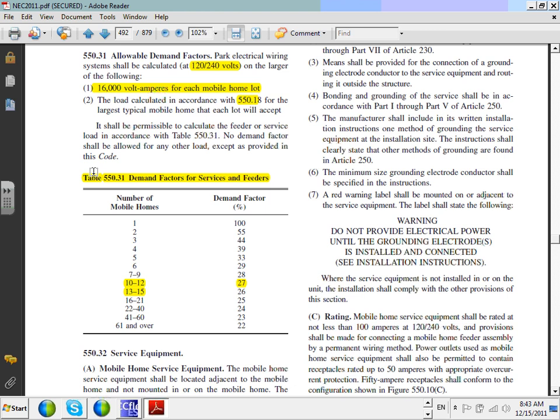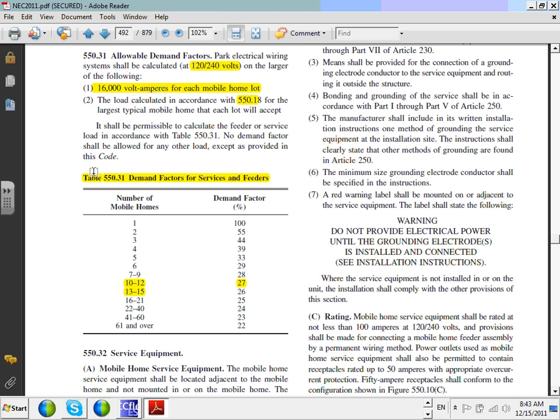Two calculations: you either do it by 550.18, which is exactly like we did with the residential, 15 volt-amps for every two circuits and all the residential calculation, or most of the time we do the 16, because 16 is easier: every lot 16 and move on. You're supposed to do the largest though.